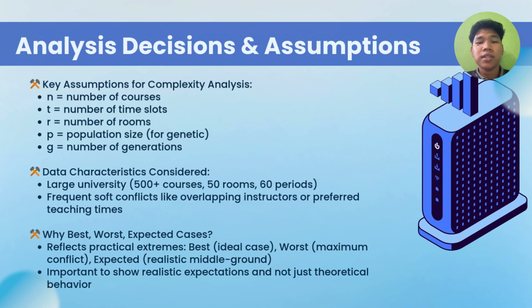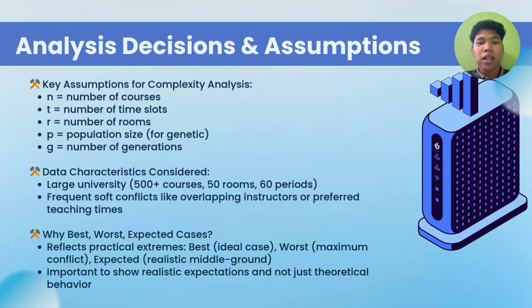Next, T represents the number of time slots available per week. These are the available teaching periods across the university calendar. For example, if the university runs classes from Monday to Friday with 12 periods per day, that gives us 60 possible time slots. We also define R as the number of rooms available. In a big university, this could be around 50 or more, including lecture halls, tutorial rooms, and labs.